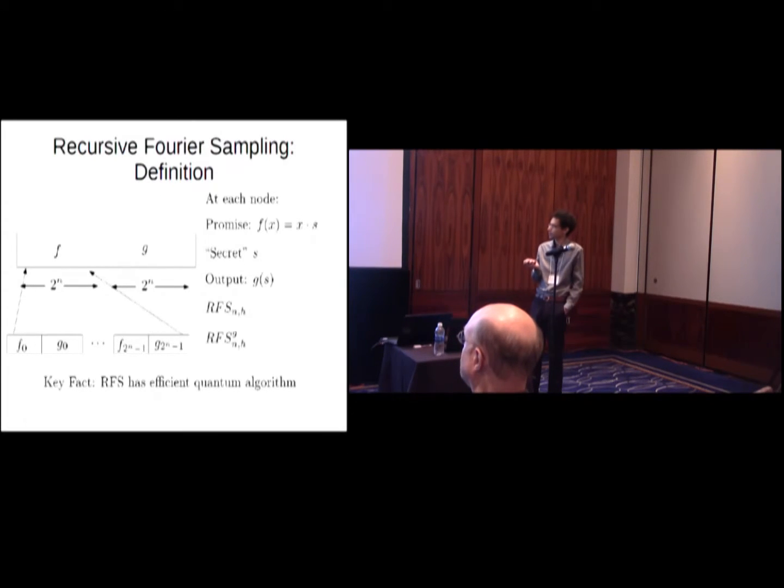So I can take a tree of height h that will look like this and define the recursive Fourier sampling problem where the secret size is n and the height is h. And of course, at the very leaves of the tree will simply be Fourier sampling as defined in the previous slide. Again, there's a variant where g is fixed. So we might have, say, recursive Fourier sampling where every function g is, for example, the majority function or the generalized inner product function, which will be the next examples. So g might be fixed instead of being part of the input.